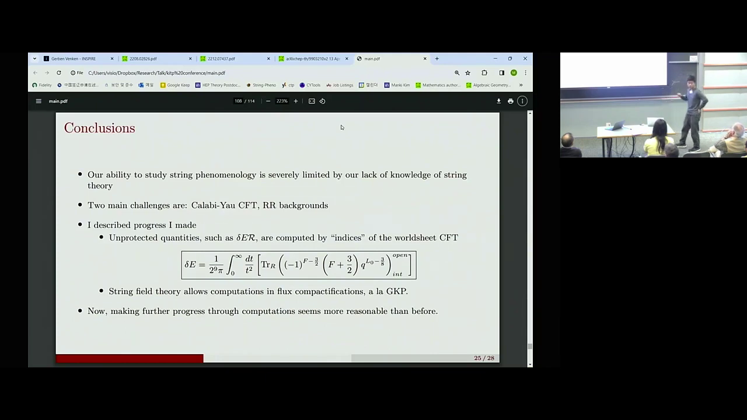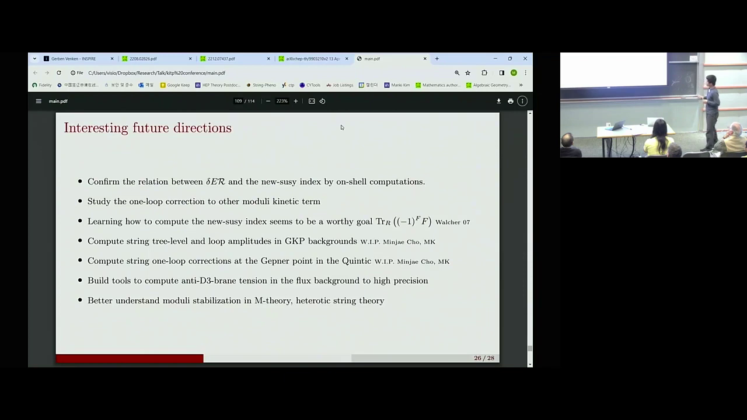If that happens, that's great. And then string field theory allows a systematic and easy to use method to study Ramond-Ramond backgrounds. Now, in my opinion, it seems more reasonable to make some computational progress along this line. So let me finally talk about some interesting problems that I hope some of you would like to solve.